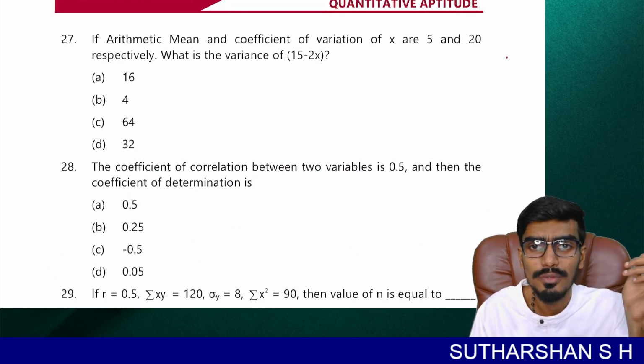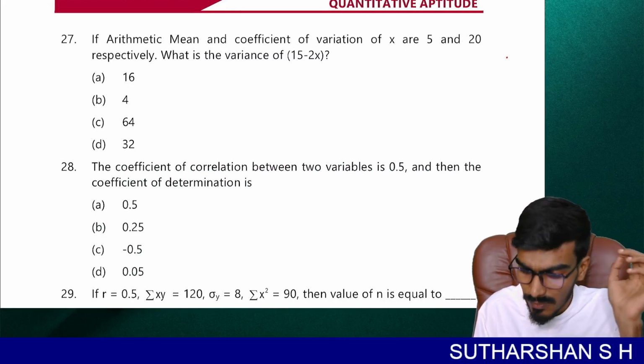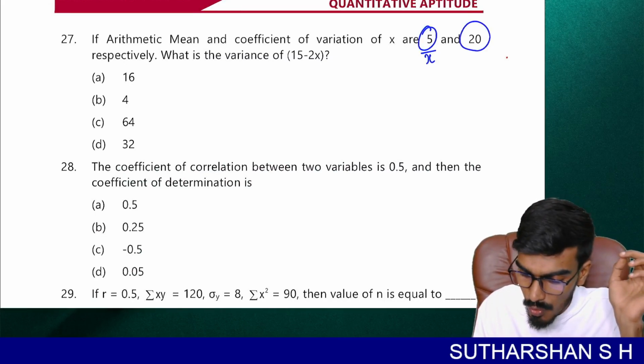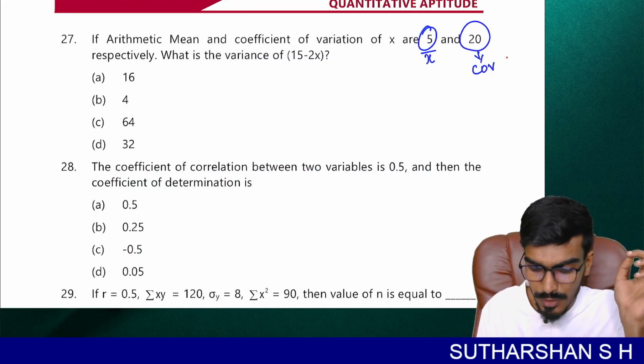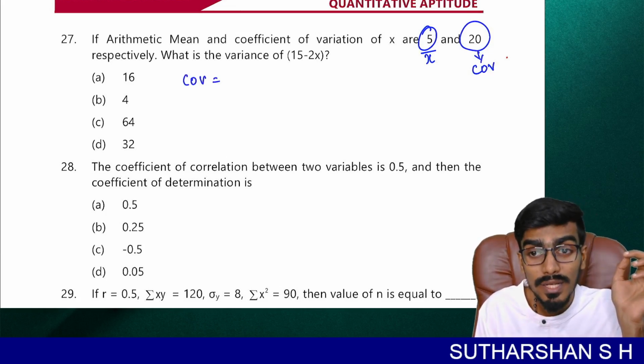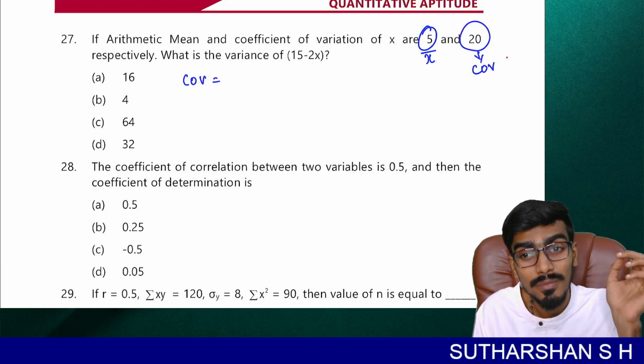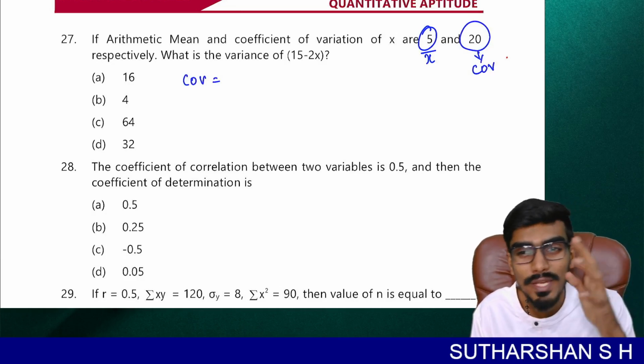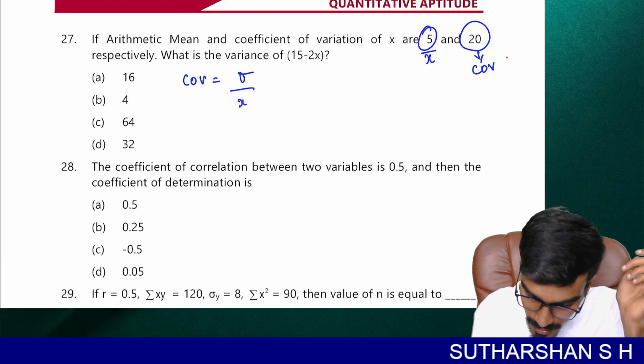Now come to question number 27. It's an easy one. What is an arithmetic mean x bar? Coefficient of variation has been given as 20. So we know the formula. Coefficient of variation is equal to, what is the formula, guys? I forgot it. Just remind me. Just try to help me. What is the formula? Coefficient of variation is sigma divided by x bar into 100.